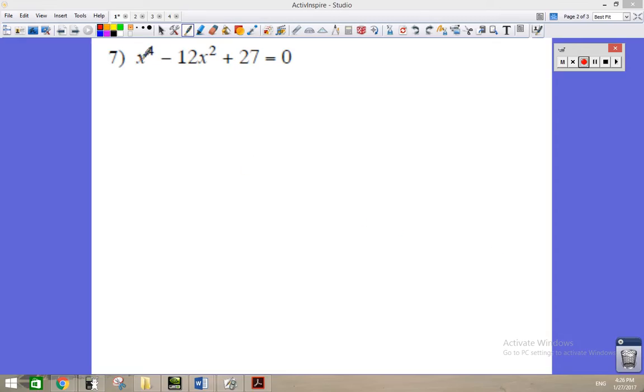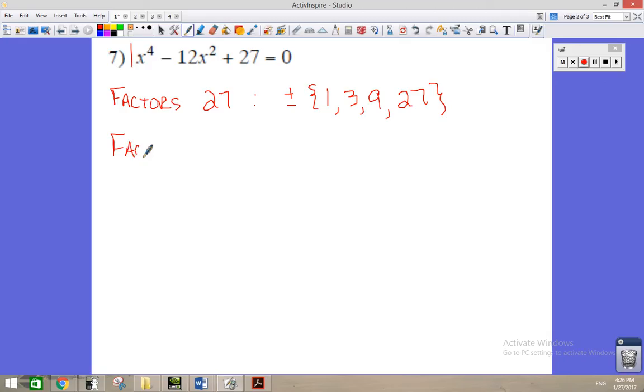So the first thing I'm going to do is look and say, hey, this is in standard form because the 4, the 2, and the constant term, the exponents are in descending order. I want to look at the factors of my constant term. I want to look at the factors of 27, and that's plus or minus 1, 3, 9, and 27. I'm fortunate that the leading coefficient is 1. It makes the problem a little bit easier. And I have plus or minus 1. So I can generate a list of possible rational x-intercepts.